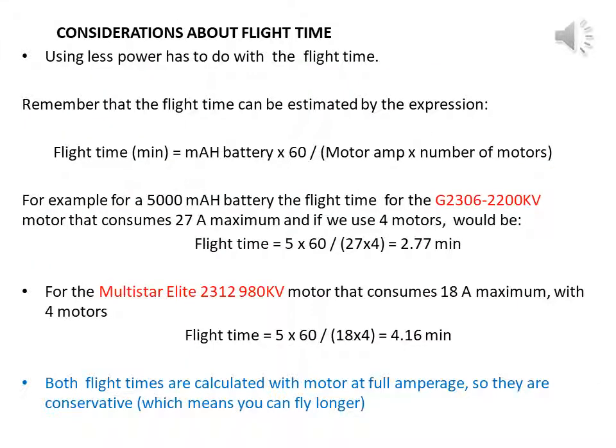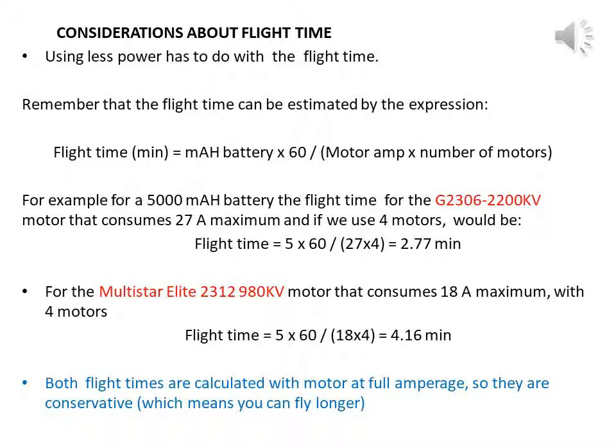Considerations about flight time. Using less power has to do with the flight time. Remember that the flight time can be estimated by the expression: flight time, in minutes, equals milliamps hour of battery multiplied by 60, divided by the motor amps, divided by number of motors. For example, for a 5000 mAh battery, the flight time for the G2306 2200 kV motor that consumes 27 amps maximum, and if we use 4 motors, would be flight time in minutes equals 5 multiplied by 60, divided by 27, divided by 4, equals 2.77 minutes.